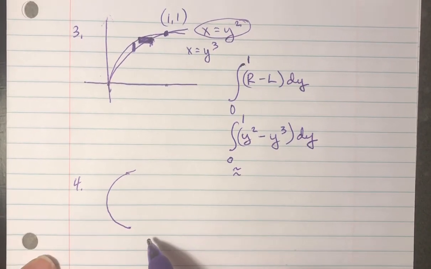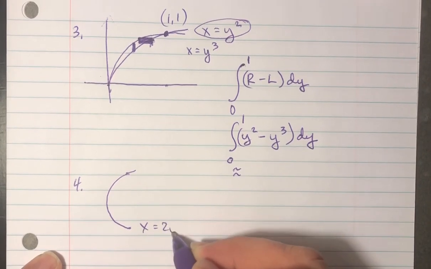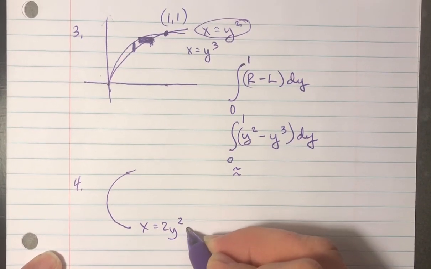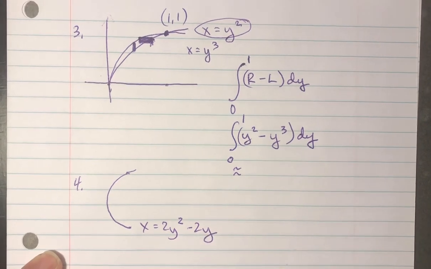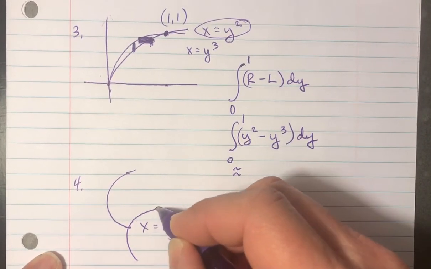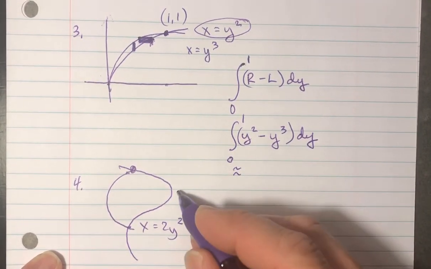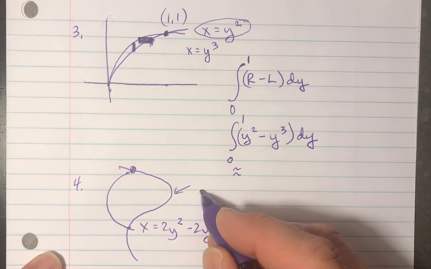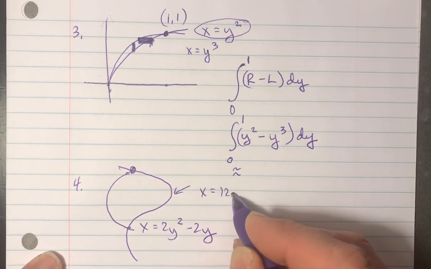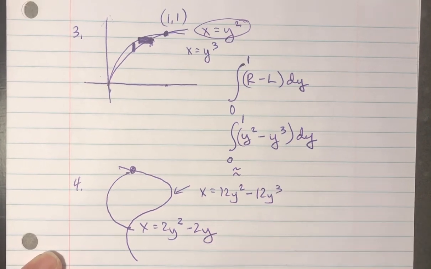And number 4 is similar to that in that we have a curve that comes through with an equation of x equals 2y squared minus 2y. And then we have another curve that comes through, and the equation of this curve is x equals 12y squared minus 12y cubed.